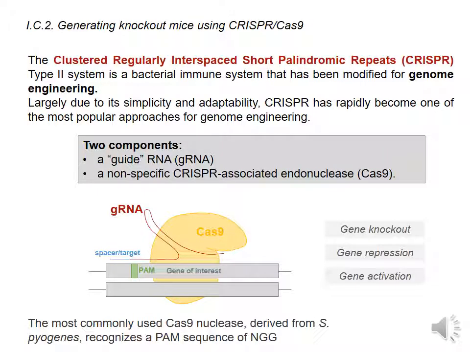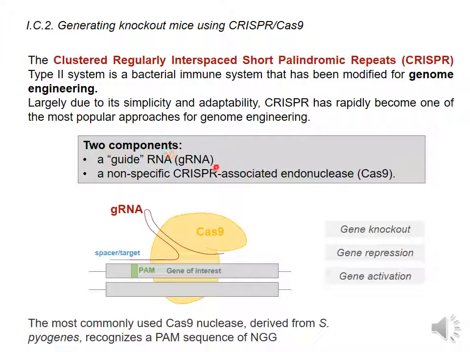A very famous technique that has appeared in the last years to generate knockout animals is the CRISPR-Cas9 technology. CRISPR stands for Clustered Regularly Interspaced Short Palindromic Repeats. This system uses the bacterial immune system that has been modified for genome engineering. Largely due to its simplicity and adaptability, CRISPR has rapidly become one of the most popular approaches for genome engineering. And the CRISPR-Cas9 technology uses two components.